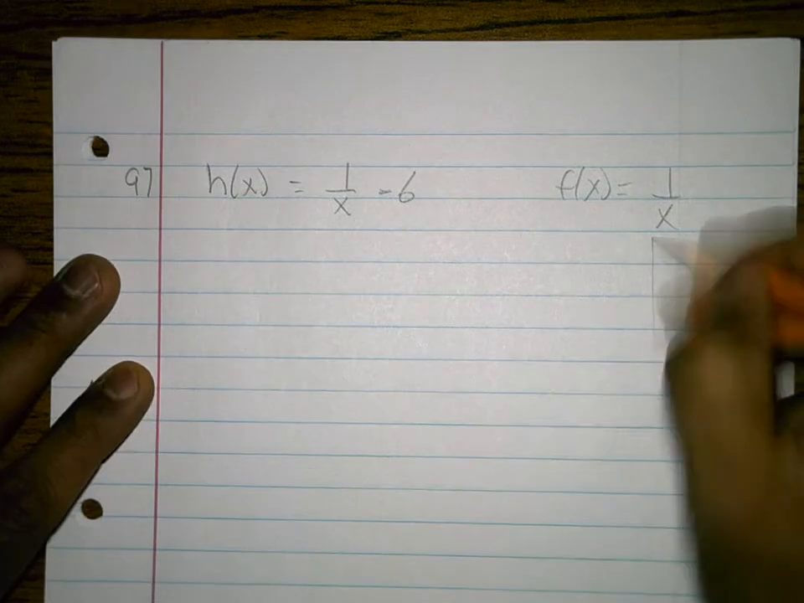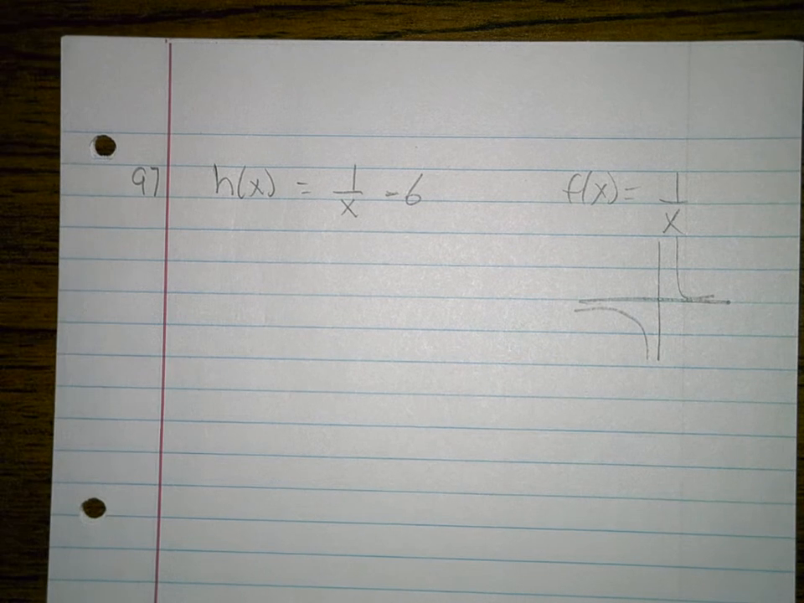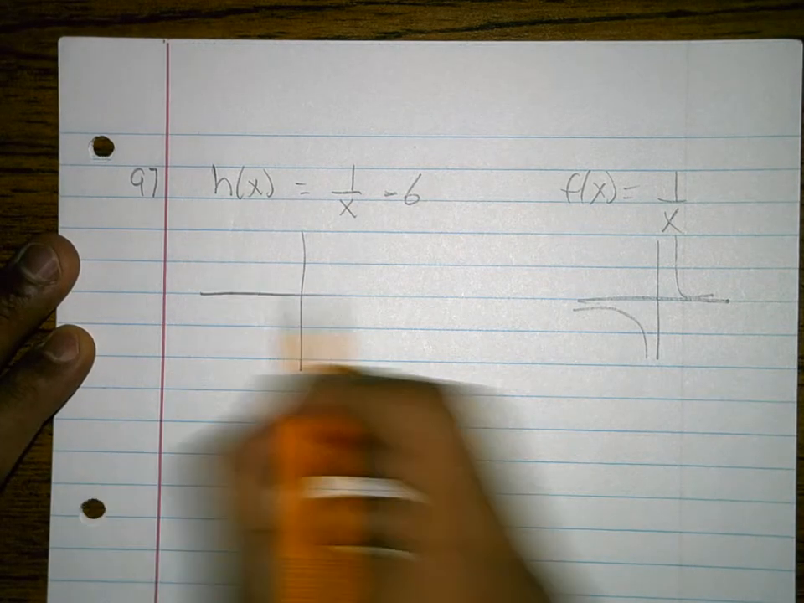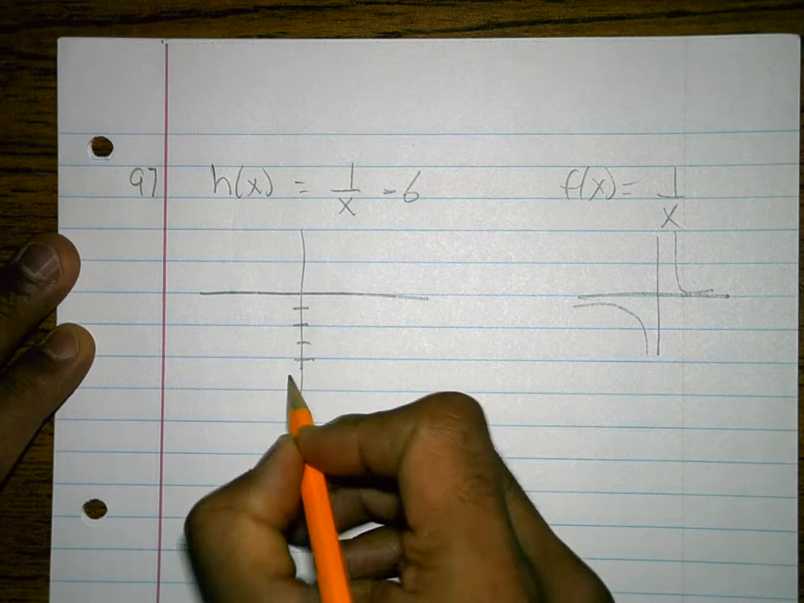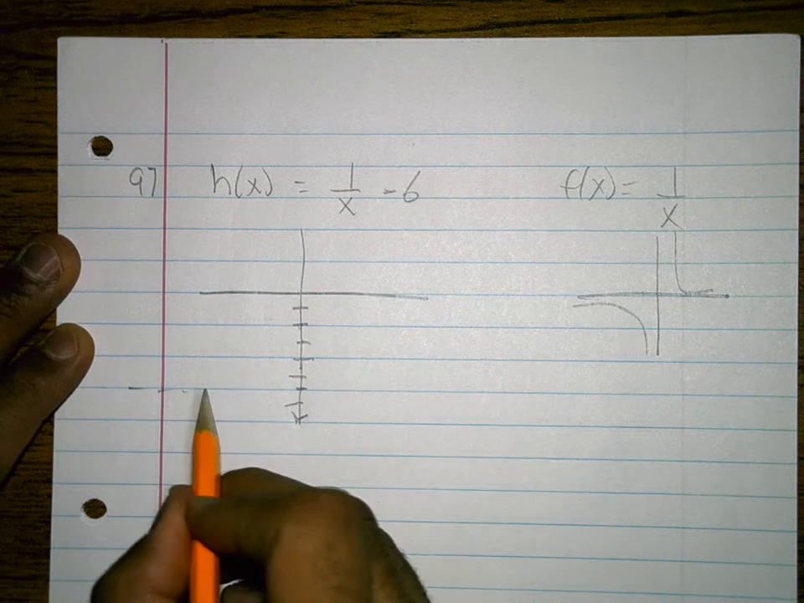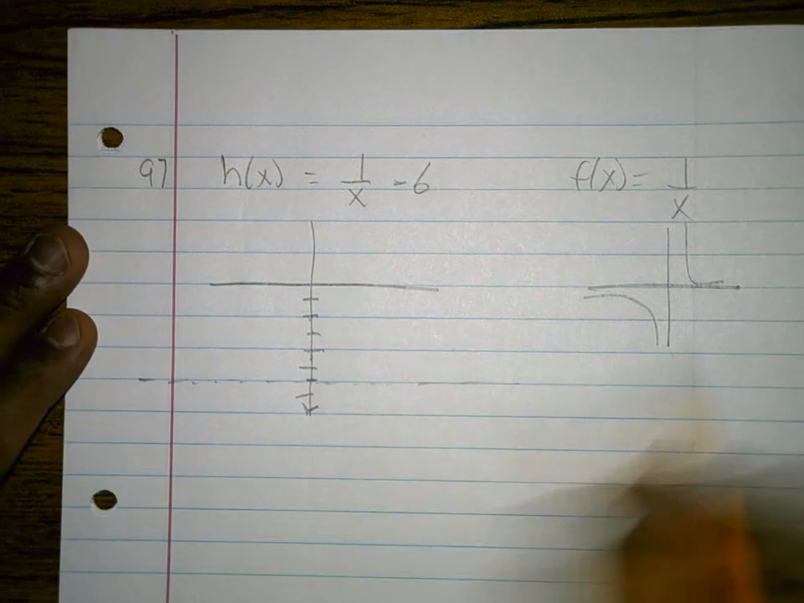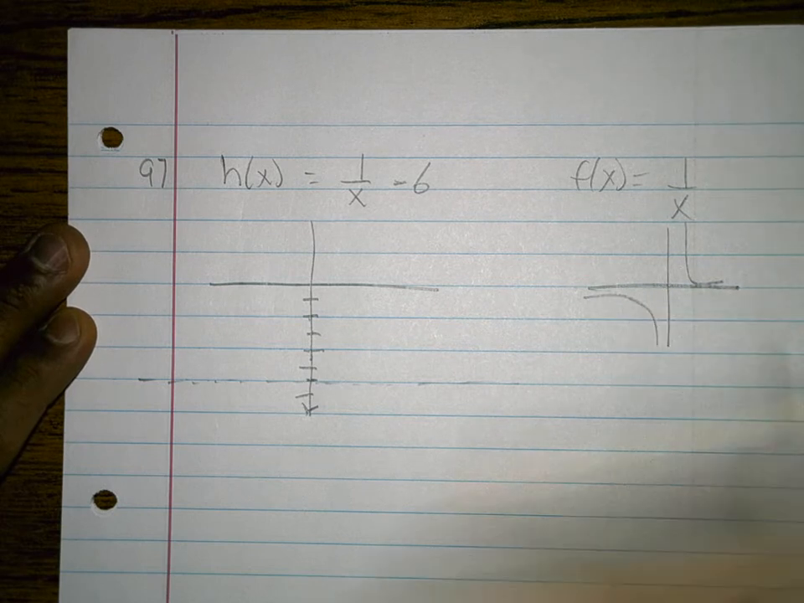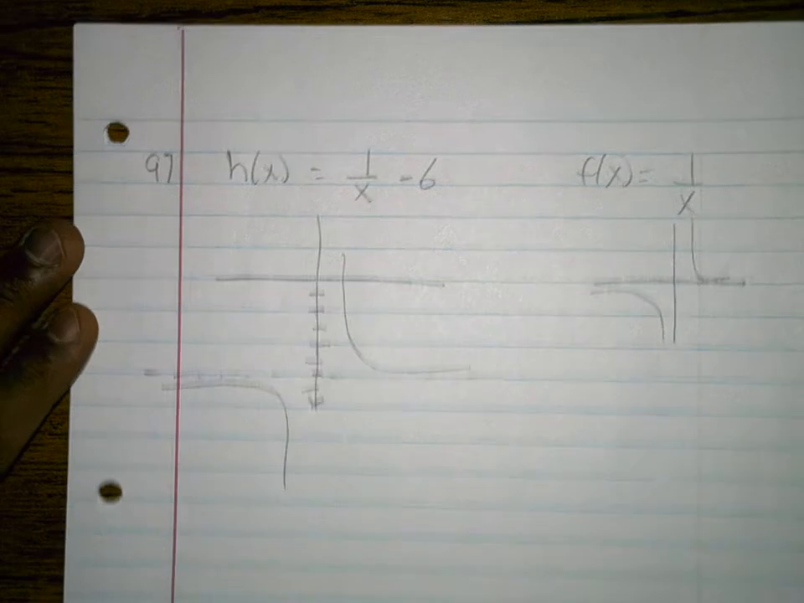Just a quick sketch. If that's my x-axis, it looks like this one. But it just shifted me down 6 spaces. So if I draw my axis as I go, 1, 2, 3, 4, 5, 6, and draw a line right here, now it's the same shape, just shifted. This line, which was the x-axis, is down 6 spaces. So it just looks like this. I just shift it down 6 spaces.